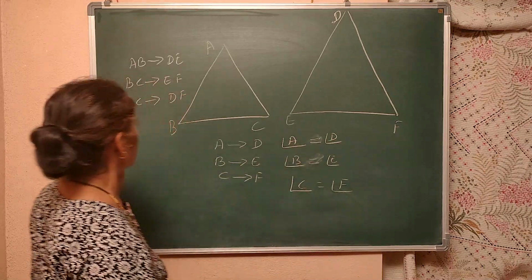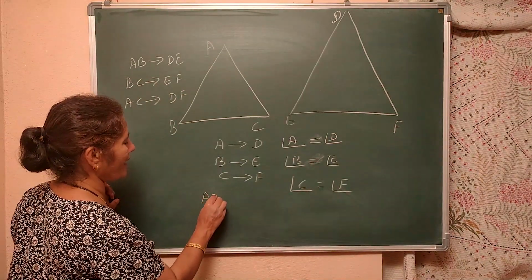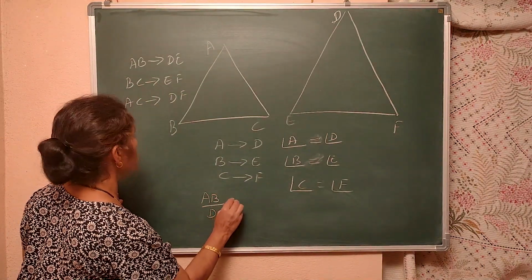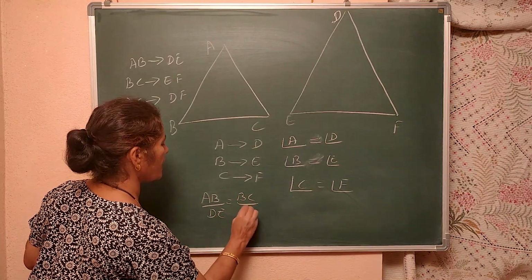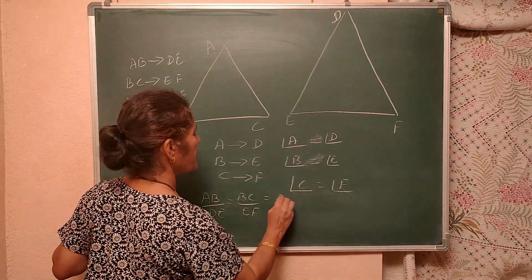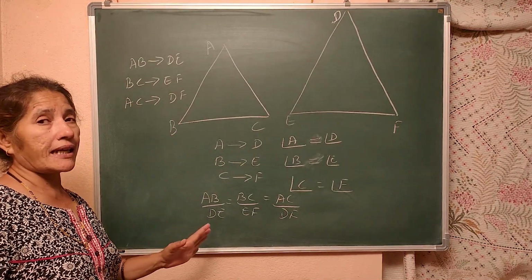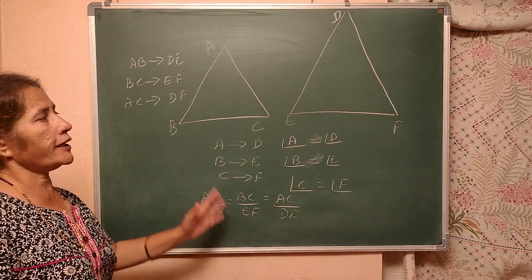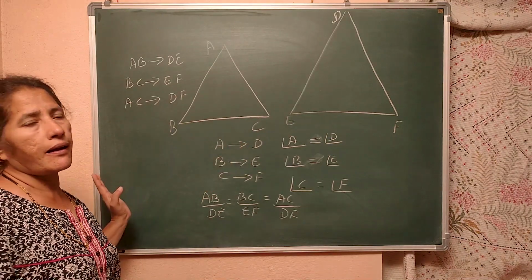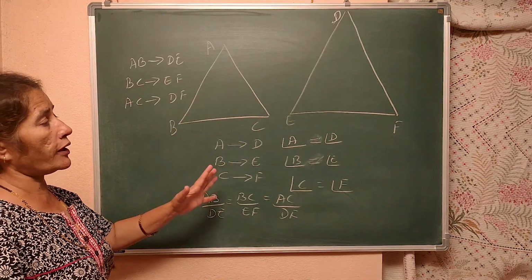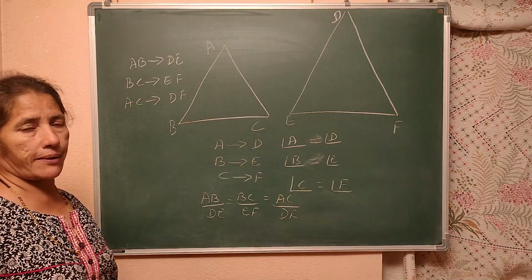So, if the figures are equiangular, the corresponding angles are equal and corresponding sides are proportional. What is the meaning of that? AB by DE is equal to BC by EF is equal to AC by DF. This is true in all the equiangular or similar figures.